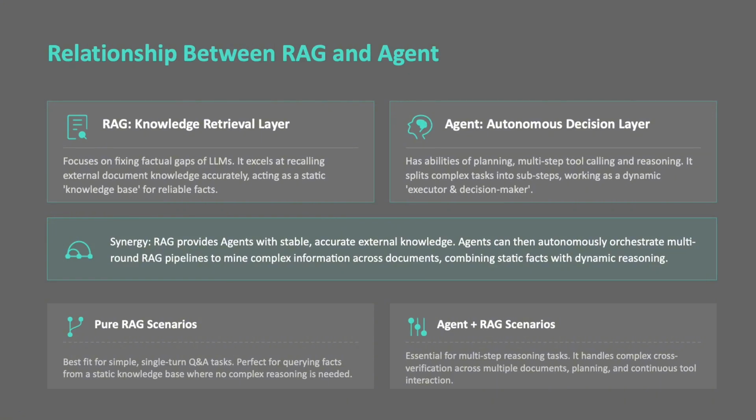Agents can plan multi-step tasks, call multiple tools, and chain together rounds of reasoning. It's the dynamic executor that figures out how to solve complex problems step by step. And when we pair them together, that's agentic RAG, the industrial standard. RAG feeds the agent stable, accurate external knowledge, and the agent can automatically run multiple rounds of RAG retrieval, cross-check info across dozens of documents, and handle complicated multi-step research tasks that plain basic RAG can't manage alone.